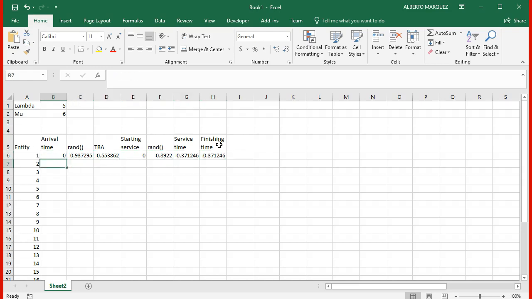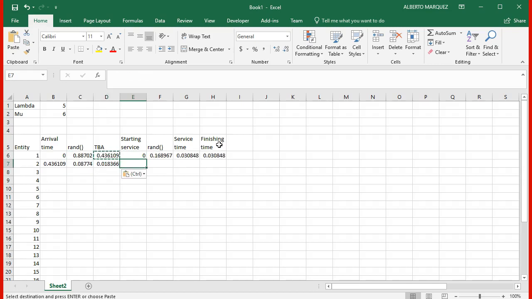Now we're going to the second entity, and the second entity will arrive at the previous arrival plus the time between arrivals. This is a schedule based on the random number and the event programmed from the previous entity. This is how a discrete event simulation works. The events are scheduled beforehand, and we know that this second entity will arrive at that time. The numbers are changing due to the random numbers, but the formulas are the same. We need another random number to schedule the next arrival.